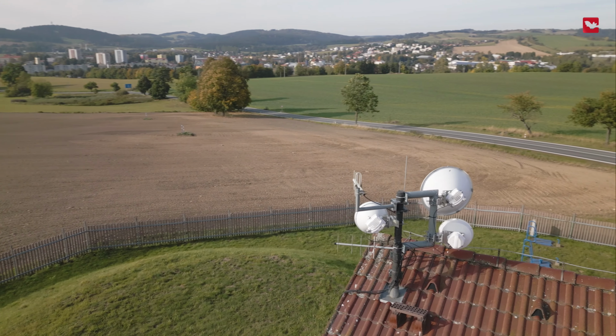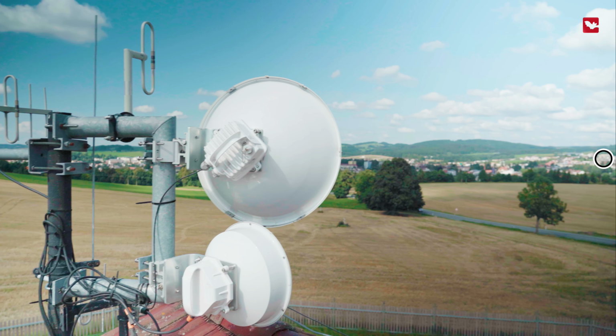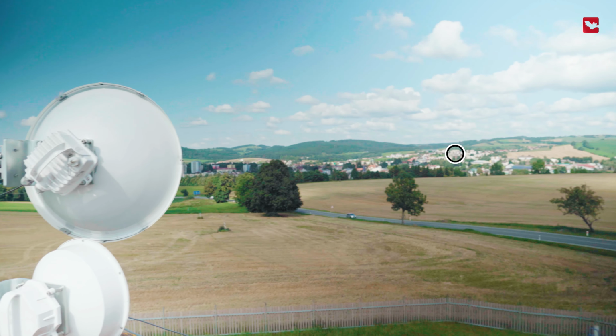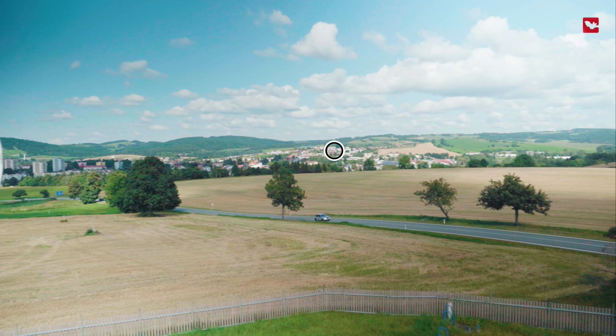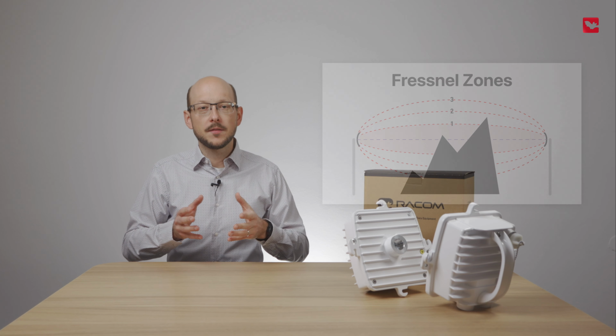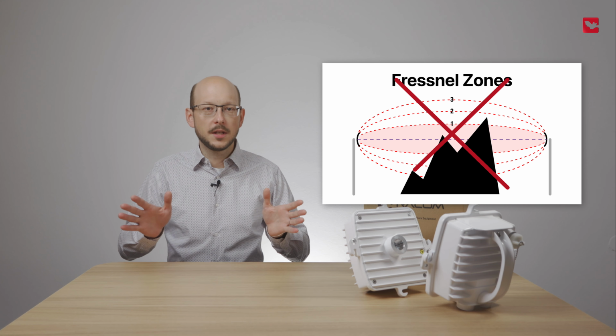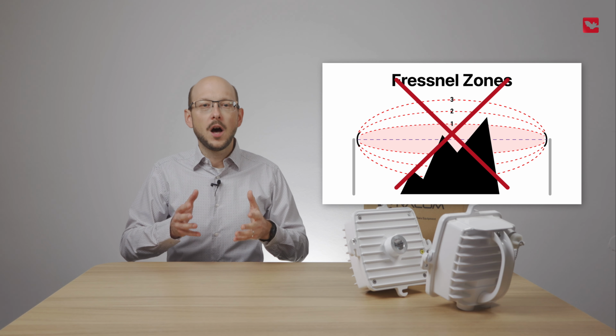Microwave links operate on a principle called line of sight. This means that the antennas at both ends of the link must have a direct, unobstructed view of each other. Think of it like shining a flashlight from one point to another. If there is something blocking the light, the signal won't get through. Similarly, obstacles like buildings, hills, or trees can disrupt the microwave signal, so ensuring clear line of sight is crucial.